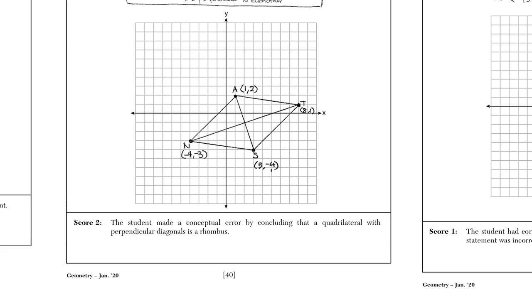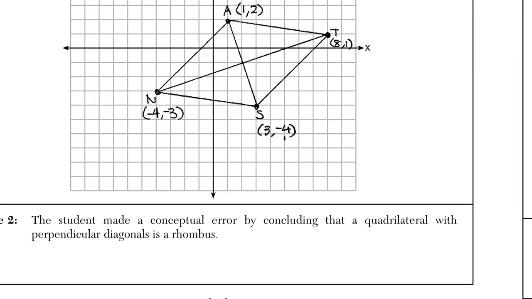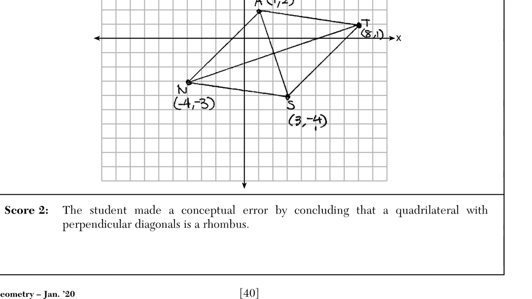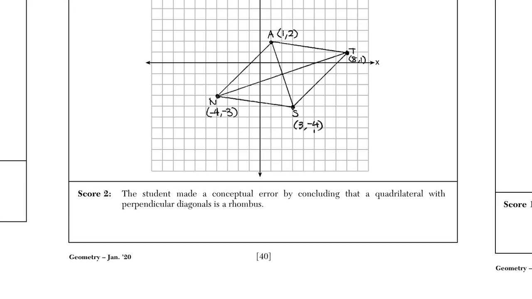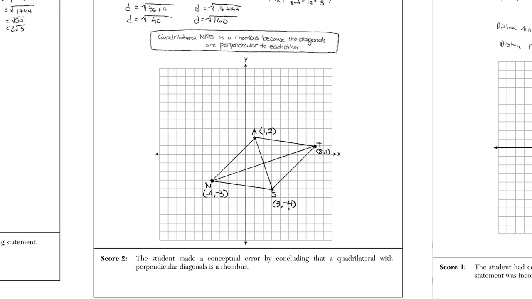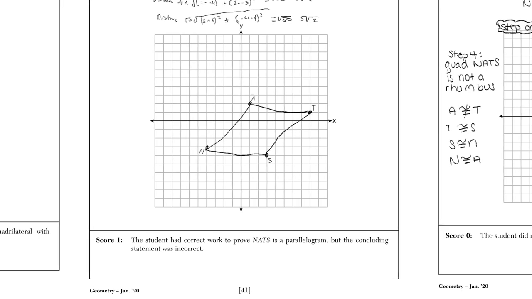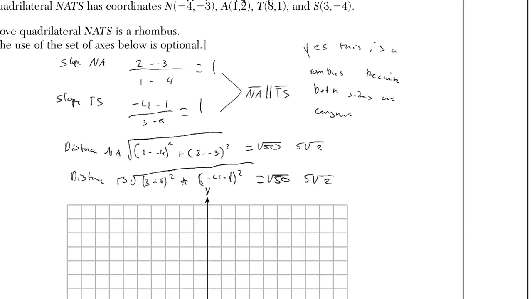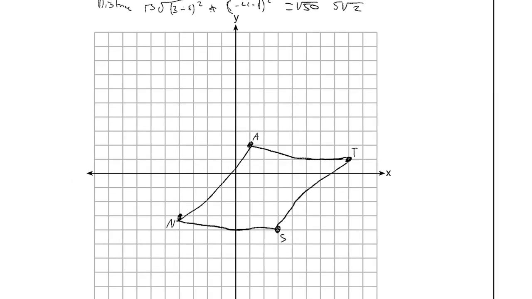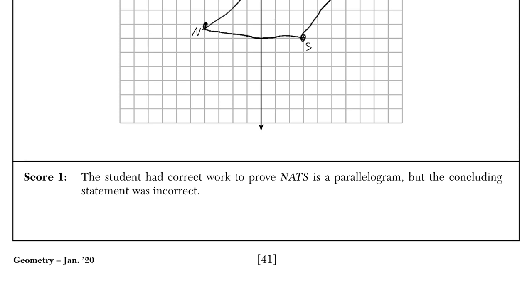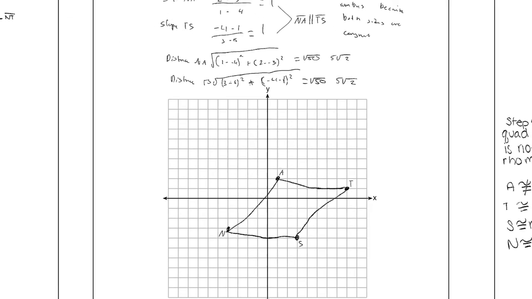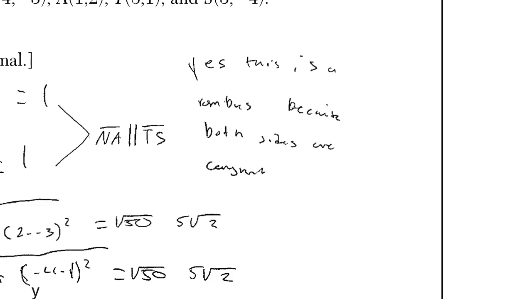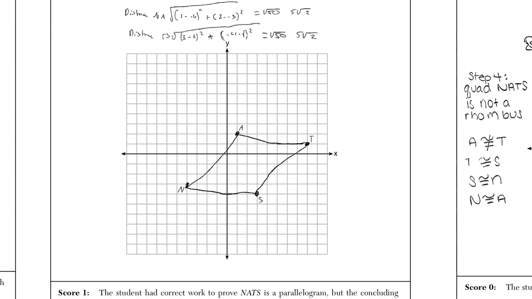This student also received 2 points because they made a conceptual error by concluding that a quadrilateral with perpendicular diagonals is a rhombus. That's true, but it also could be true for a square. So you want to make sure that you're specific and unique to each relevant property. For this particular example, they had the correct work to prove that this is a rhombus. However, the concluding statement was incorrect. What did this person write? They wrote, it is a rhombus because both sides are congruent. That's not enough to demonstrate that this is a rhombus.